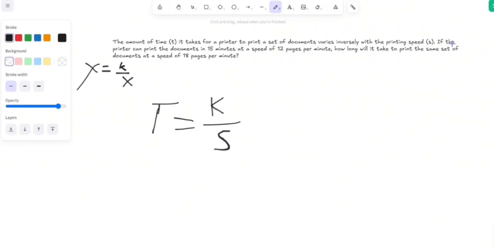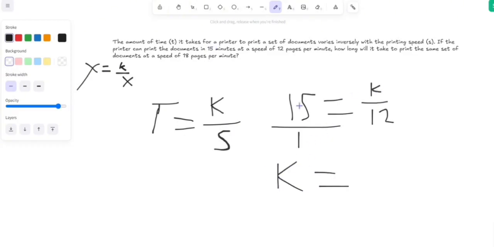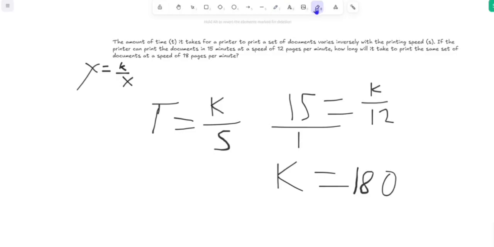So ang sinabing time ito, if the printer can print the document in 15 minutes, so 15 minutes equals k over 12, the speed of 12 pages. So cross multiply natin ito, k times 1 is k, and 15 times 12 is 180. So k is 180.